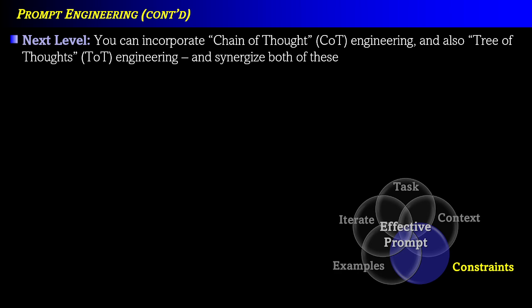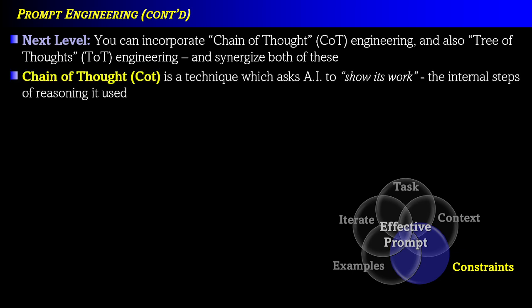On the next level, in terms of constraints, you can incorporate a prompt engineering technique known as the chain of thought engineering, and also we'll look at the tree of thought engineering, and we can even synergize both of those. But let's start with the chain of thought.